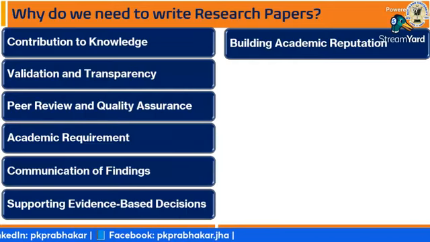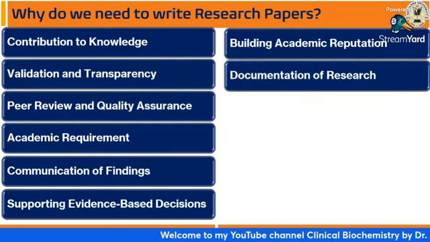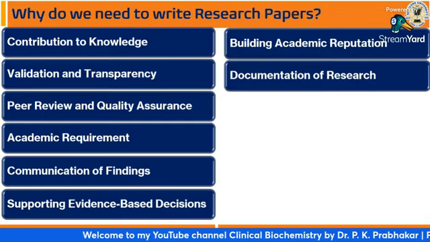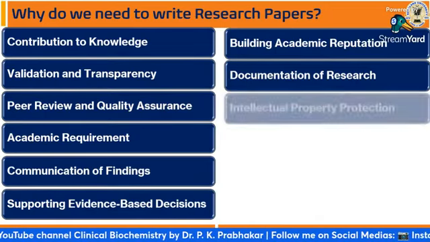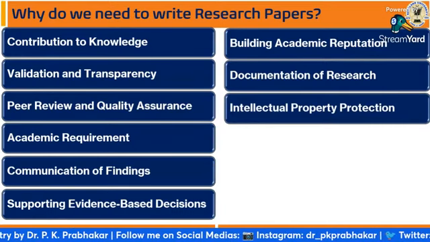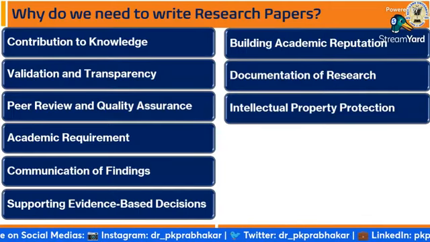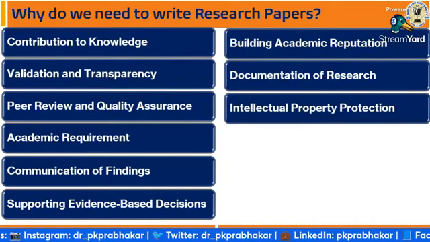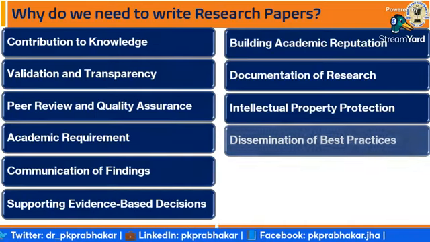And nowadays, many rankings and accreditations are based on those publication processes or research outcomes. Then documentation of the research. A research paper serves as the official record of the research conducted. Intellectual property protection. Publishing a research paper establishes ownership of intellectual property rights over the findings. This normally prevents others from using the research without proper citation or attribution.